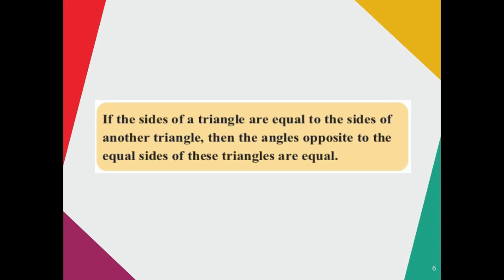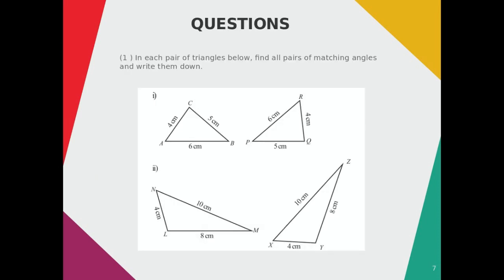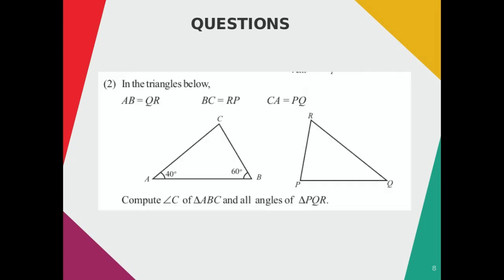Okay, now we are moving to some questions. In each pair of triangles below, find all pairs of matching angles and write them down. Pause the video here and write down this question in your notebook and find the answers. Now it's time for the second question. In the triangles below, AB is equal to QR, BC is equal to RP, CA is equal to PQ. Compute angle C of triangle ABC and all angles of triangle PQR. Pause the video here also and write down this question and find the answers.